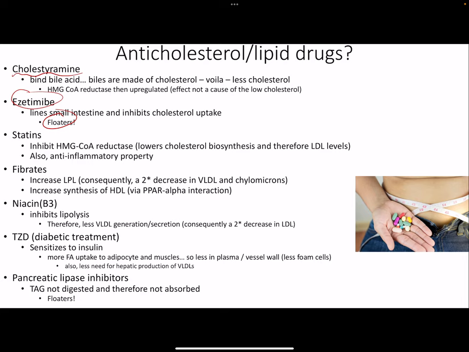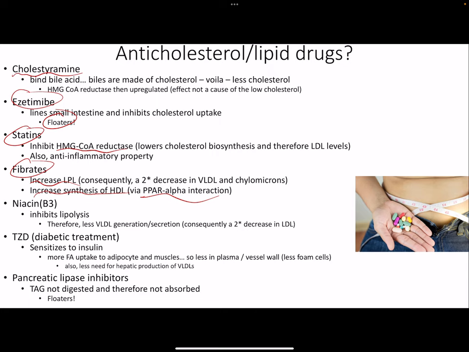Statins, this is the big one, inhibits HMG-CoA reductase. Not to be confused with earlier, we said HMG-CoA synthase, which is going to play a role in ketogenesis. This is reductase, and this is the rate-limiting step for cholesterol synthesis, so this is going to lower LDL levels. Fibrates, somehow they interact with this transcription factor, PPAR-alpha, and increase the amount of HDL we have. They're also going to somehow enhance the activity of lipoprotein lipase so that we're cleaving the fats from the lipoprotein particles in the blood, and then they're absorbed into the fat or the muscles or whatever.